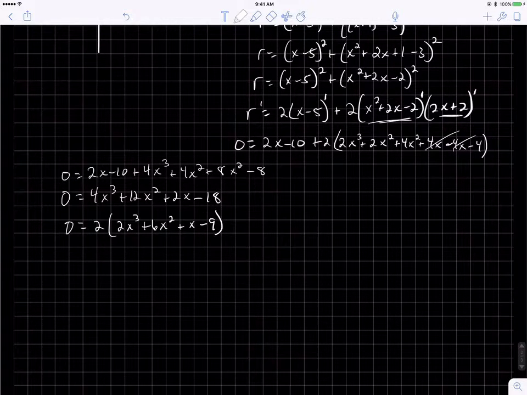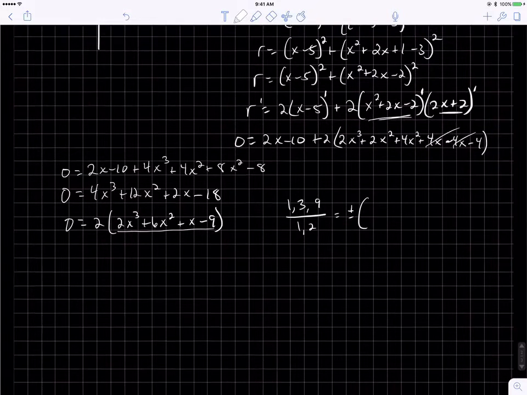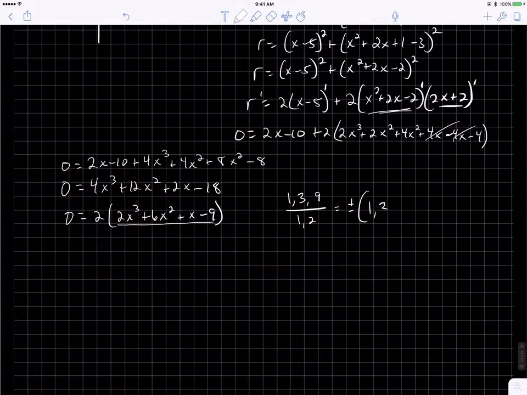And now I try to factor that further. I try grouping, it doesn't work. So what I need to do next is the rational roots test on this polynomial. I take the factors of 9, which are 1, 3, and 9, divide by the factors of 2, which are 1 and 2, and I make my possible list. It's plus or minus 1 over 1, 3 over 1, 9 over 1, 1 over 2, 3 over 2, 9 over 2. So I've got 12 possibilities. You have to test them all.